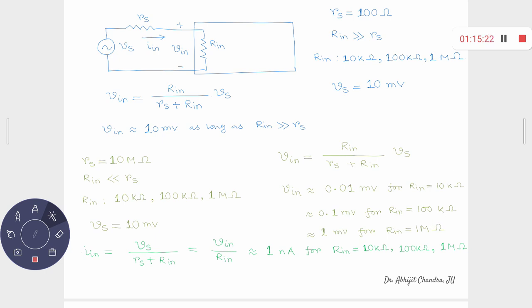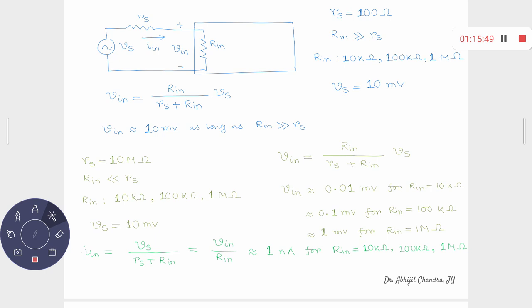So when Rin increases by a factor of 10, your Vin also increases by a factor of 10. That means this ratio Vin upon Rin is remaining constant. So irrespective of your Rin value now, what you find is current is remaining constant, Iin is remaining constant. Every time for this case, it is 1 nanoampere.